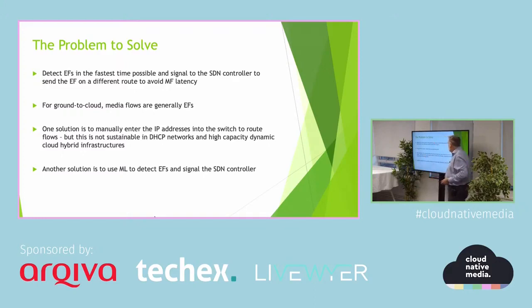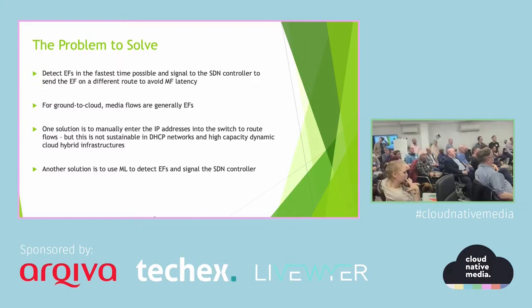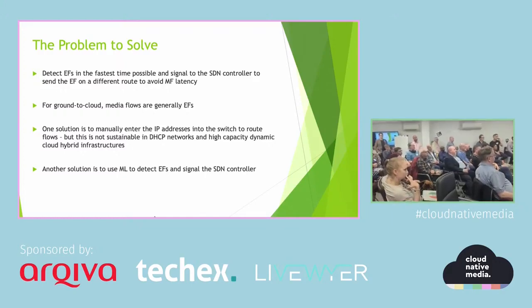One solution is to manually enter the IP address into the switch to route flows. You could do that, but this is not sustainable in DHCP networks and high capacity dynamic cloud hybrid infrastructures. It's really, really difficult to maintain. I was speaking to a colleague some months ago who told me they were working on a facility that had 10,000 IP addresses, 10,000 signal flows, multicast flows within a studio. So if you think you can start manually entering flows for your ground to cloud thing, it's going to be a little bit challenging, because we want to automate, as Paul and David have already said.